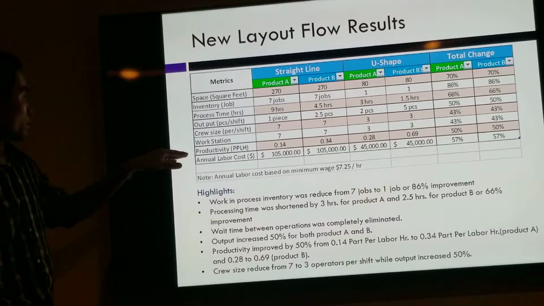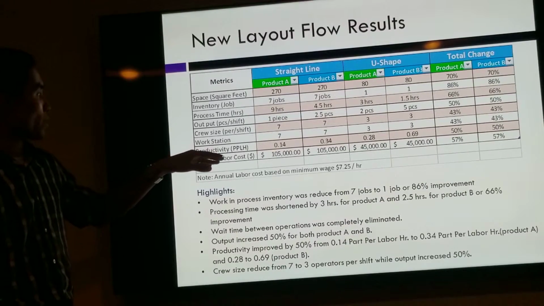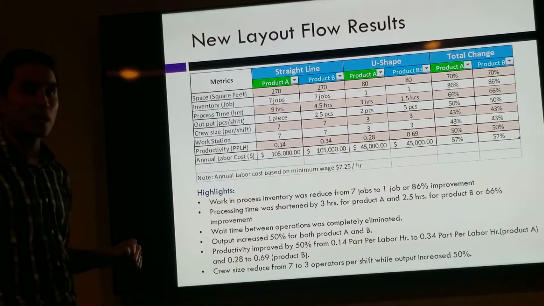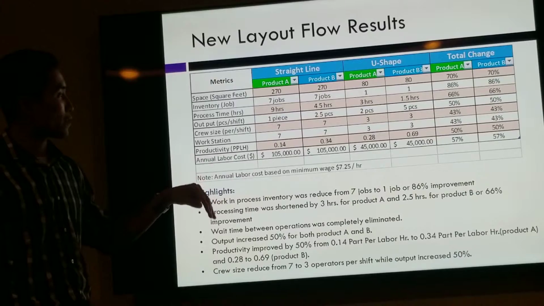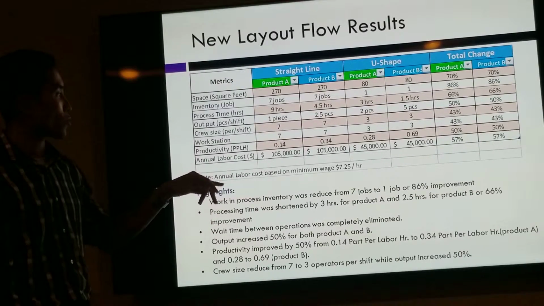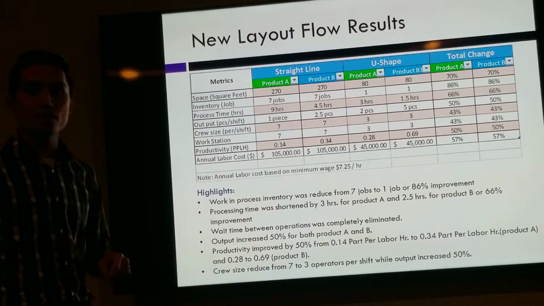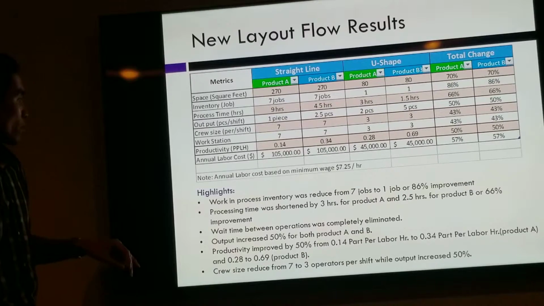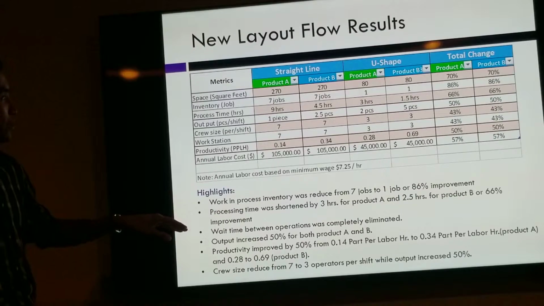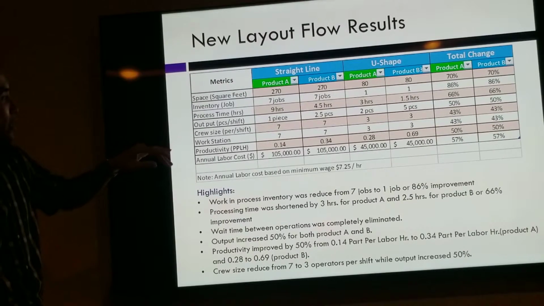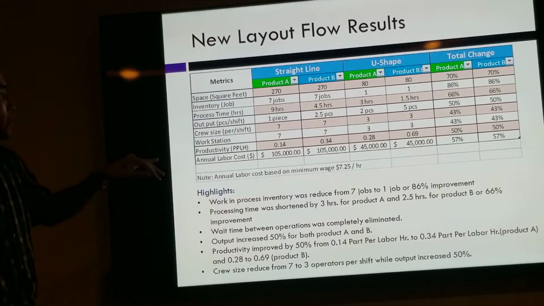So the productivity before is 0.14 for product A and 0.34 for product B, and after the change, we improve 50%, which is 0.28 and 0.69 for product B. So here are some highlights of improvement, and some of the improvement is really significant. As you see, inventory is 86%, process time is 66%, and productivity is 50%.